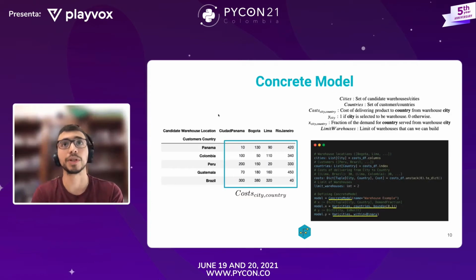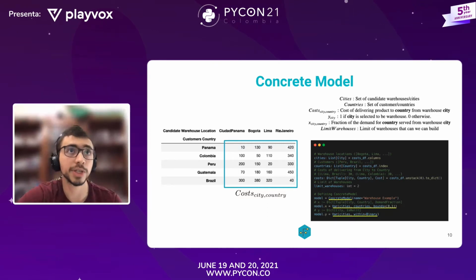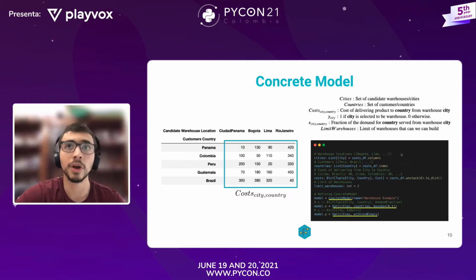So let's dive into it. Okay, so here we have a problem. Here we have some data. I will just show you what it looks like. Here we have defined the parameters and variables that we're going to use. We have some cities, which as you can see are the ones here. We have some countries. We have them here. We transform them into a list, as you can see here. And then we have some cost, right?